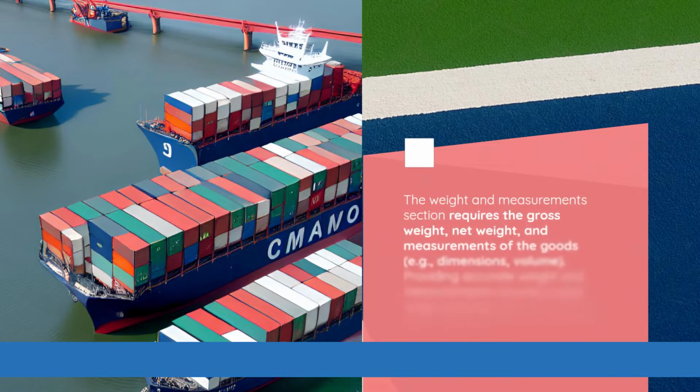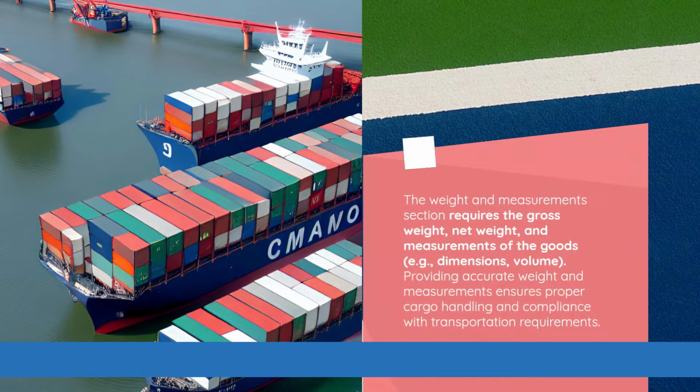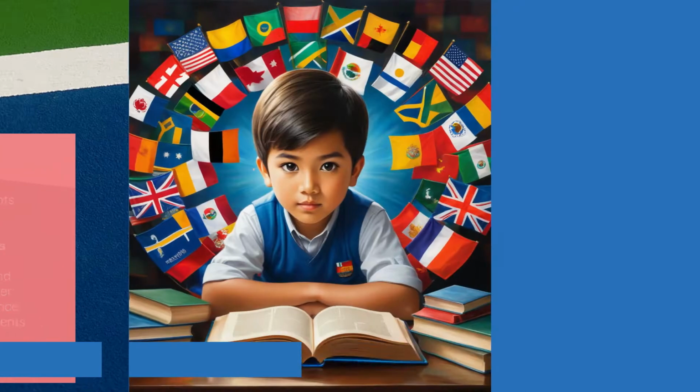The Weight and Measurements section requires the gross weight, net weight, and measurements of the goods, e.g., dimensions, volume. Providing accurate weight and measurements ensures proper cargo handling and compliance with transportation requirements.